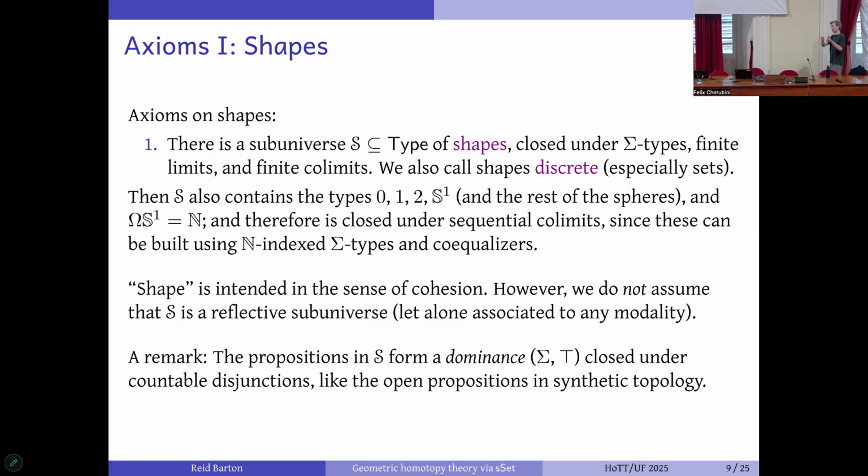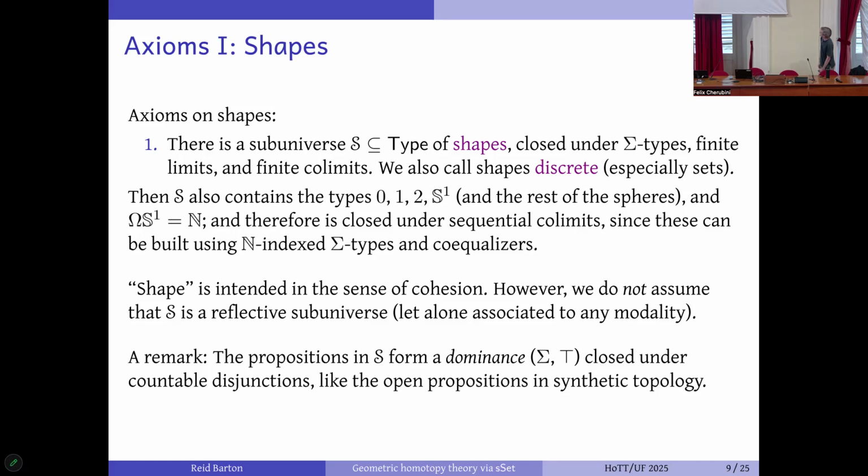And so if I have a sequential diagram of shapes, I can also build the colimit, which I can build using sigma over the natural numbers plus another coequalizer. So in addition to being closed under pushouts, the shapes are also closed under sequential colimits. And those two things are going to come up a lot in the rest of the talk.